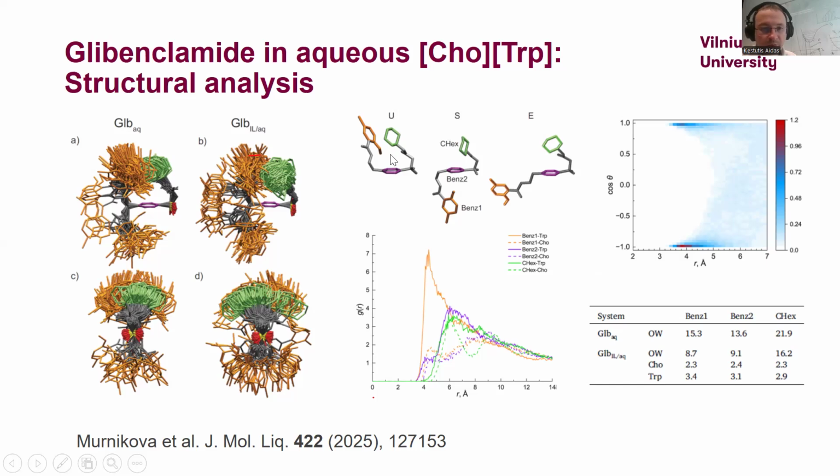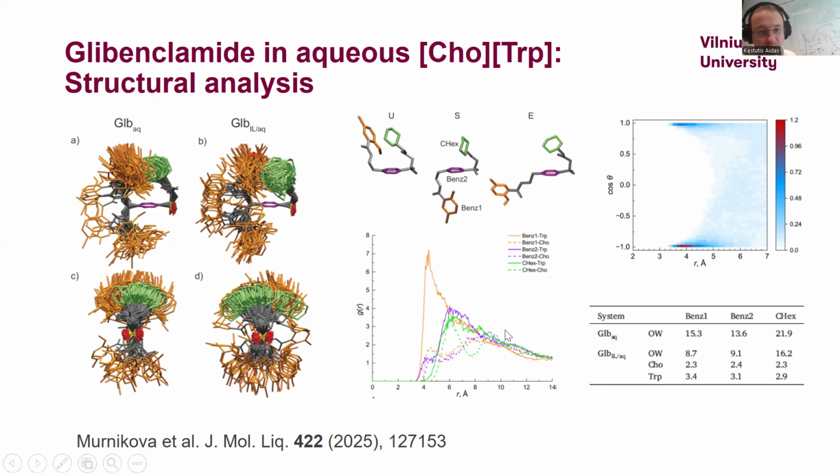And we saw some differences. In water, glibenclamide, being a hydrophobic molecule, more frequently adopts U-shaped or S-shaped conformations, so that the surface accessible to polar water molecules is reduced. However, if you put glibenclamide in the aqueous ionic liquid mixture, then the population of the extended conformation of glibenclamide rises. That's what we have seen.